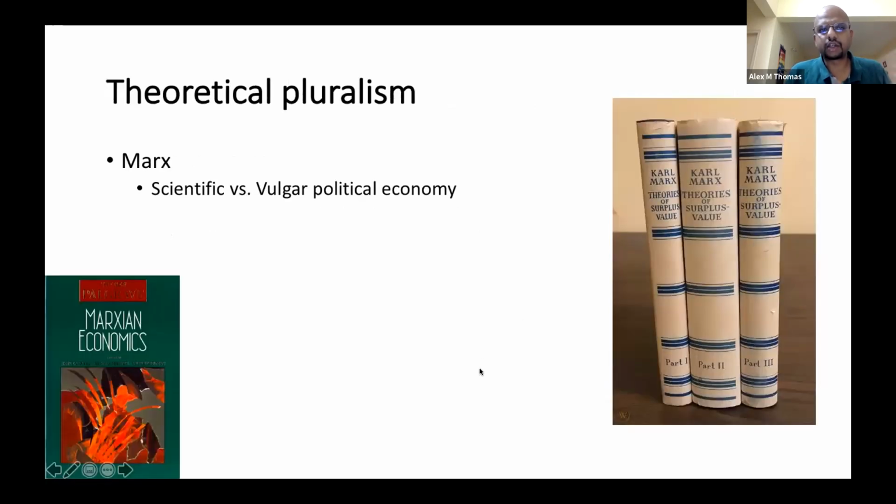Again, to continue with the idea of theoretical pluralism, if one reads part three of Theories of Surplus Value of Marx, it's very clear that he is engaging with political economy of various kinds, and he distinguishes between what he calls scientific and vulgar political economy. Theories of Surplus Value is in some ways a survey of political economy or economics before Marx, where he engages with various kinds of theoretical positions. I've just mentioned this Palgrave small dictionary of Marxian economics here because Krishna Bharadwaj has an entry on vulgar economics, where she clarifies what Marx means by a vulgar political economy.